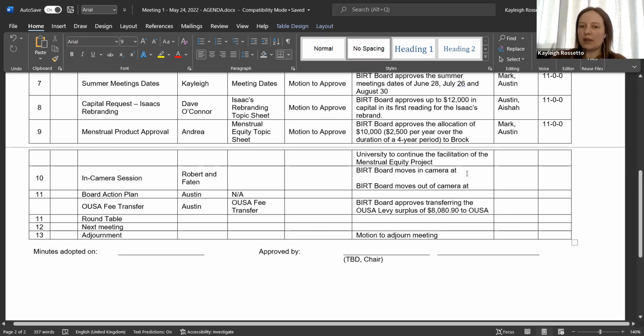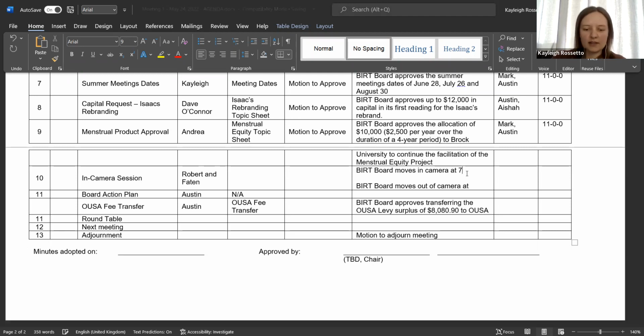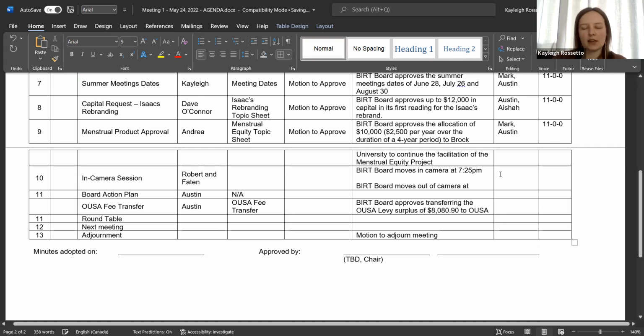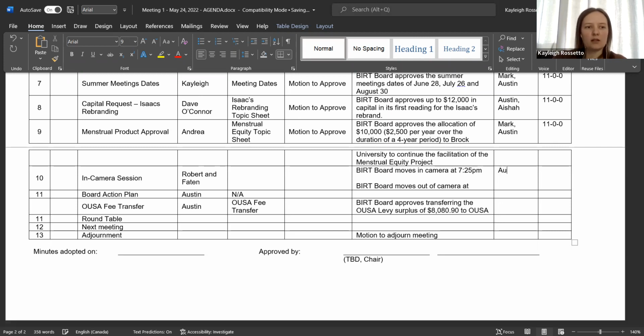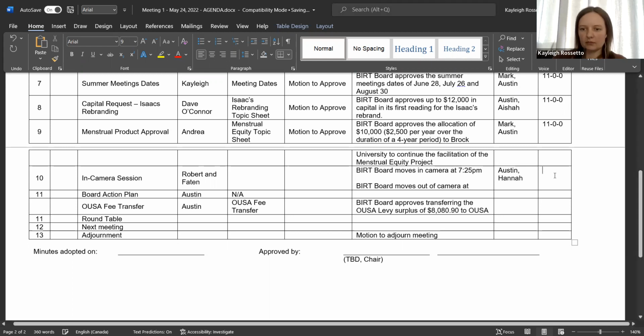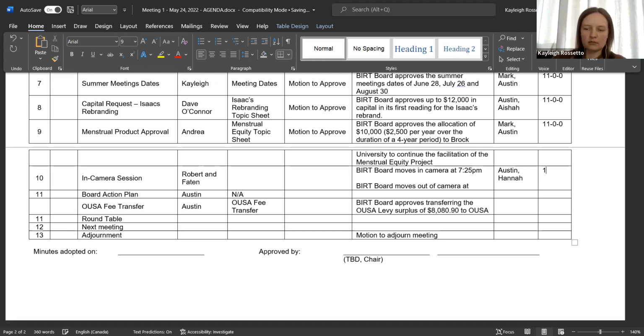We just need a motion. So be it resolved, board moves in camera at 7:25 p.m. Can I get a mover and a seconder, please? Austin and Hannah. Is there any opposition to moving in camera? Okay, perfect. Just give me 1 sec. I'm going to stop recording.